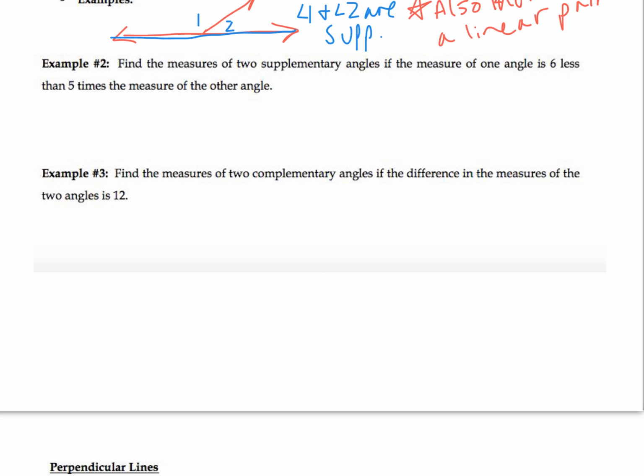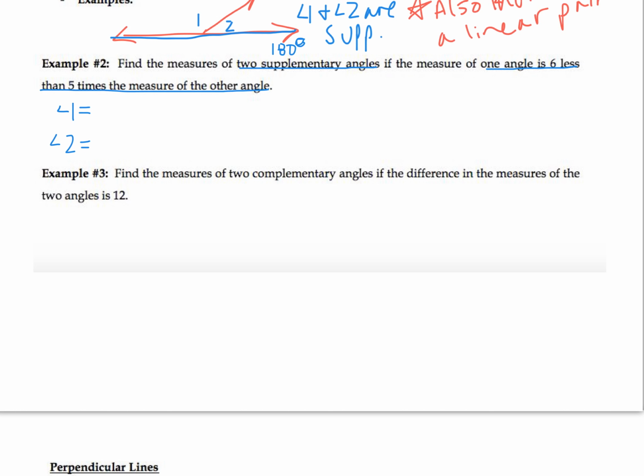All right, now let's look at a couple examples using supplementary and complementary. Find the measures of two supplementary angles. Underline those key words in the word problems, guys. It's really important. So we're finding measures of two supplementary angles. Well, I already know supplementary angles add to 180 degrees, so I should remind myself of that. If the measure of one angle is 6 less than 5 times the measure of the other angle. Okay, so we have two angles, right? So let's write angle 1, angle 2. We're going to figure out their measures.